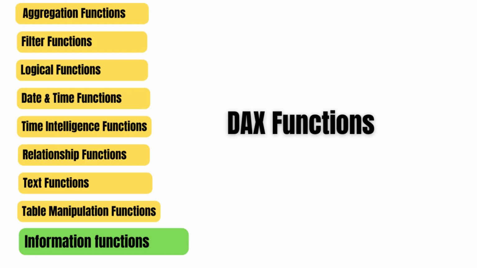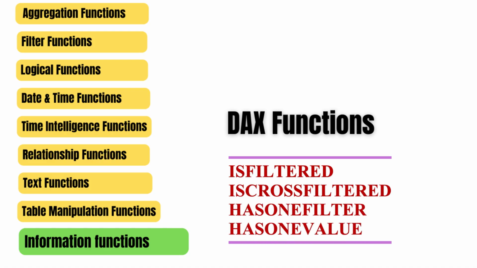In today's video, we are going to learn about four important information functions which are easy but quite confusing. And they are IsFiltered, IsCrossFiltered, HasOneFilter, and HasOneValue. So let's understand them and clear our confusions.